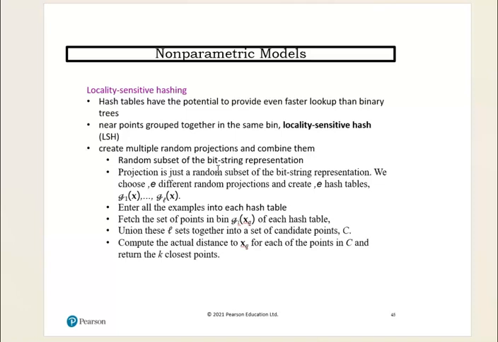So to be more accurate, we can say that we require that if there's a point xj that is within a radius r of that query, then with high probability the algorithm will find that point xj.